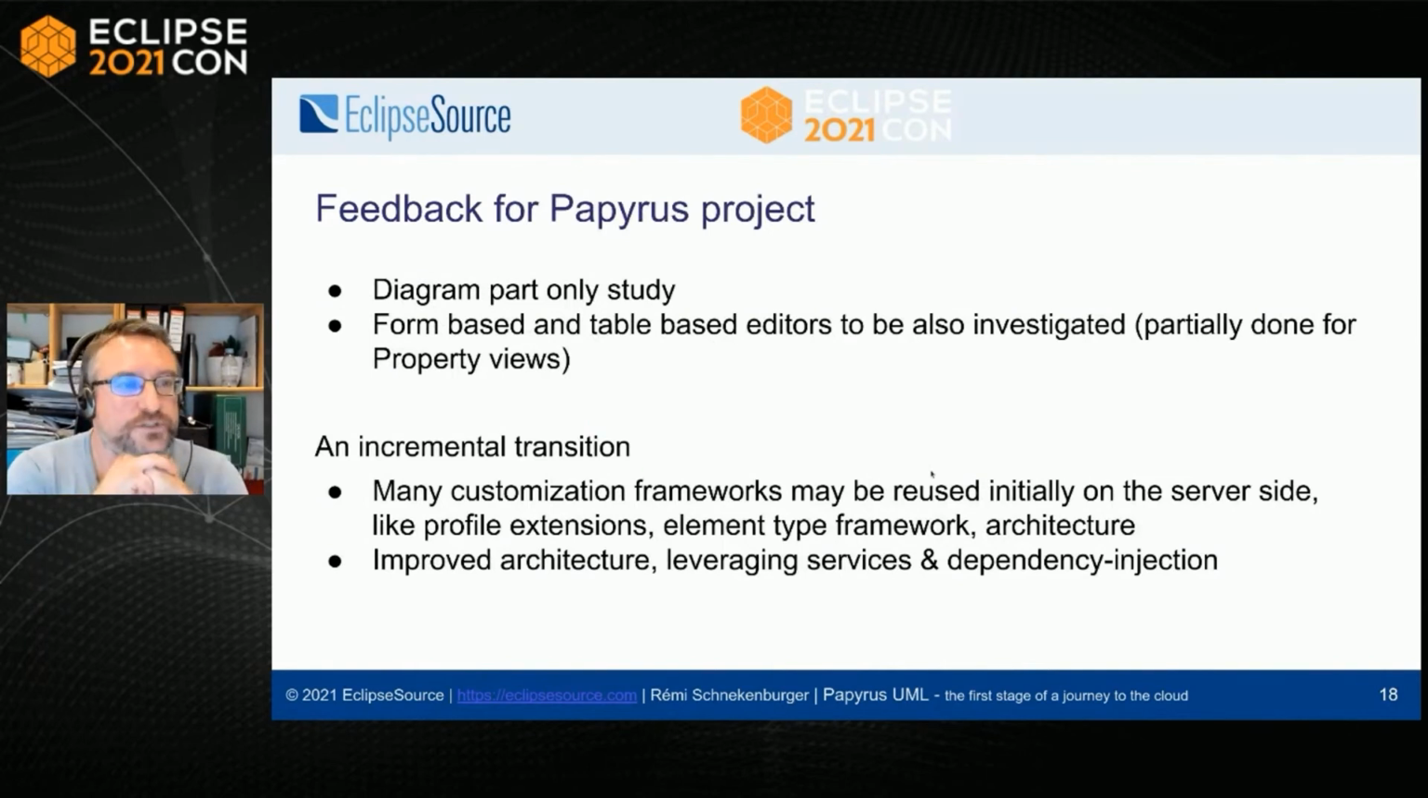For the Papyrus project, it was only a diagram part in your study, and there are a lot of investigations still to perform, for example, for all the table-based and the form-based editors. Even for the form-based, that's been already partially done also for the cooperative use. But this nice set of technologies allows an incremental transition. That means that many customization frameworks and many of the existing frameworks from Papyrus could be reused. Initially on the server side, for example, the profile extensions, the element type frameworks, which is a heavy part of customization within Papyrus, and the architecture definition also could be reused on the model server.